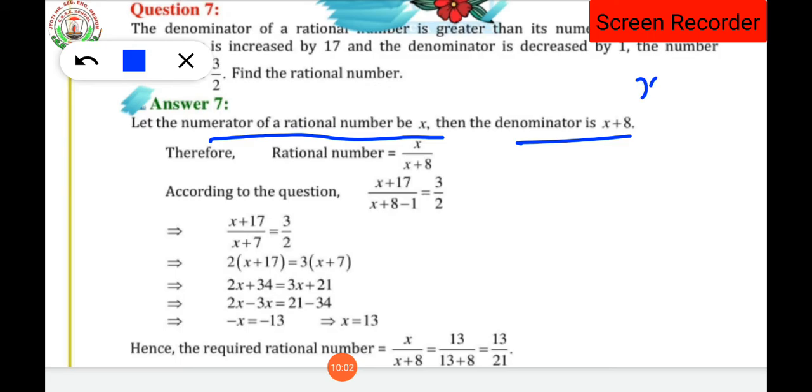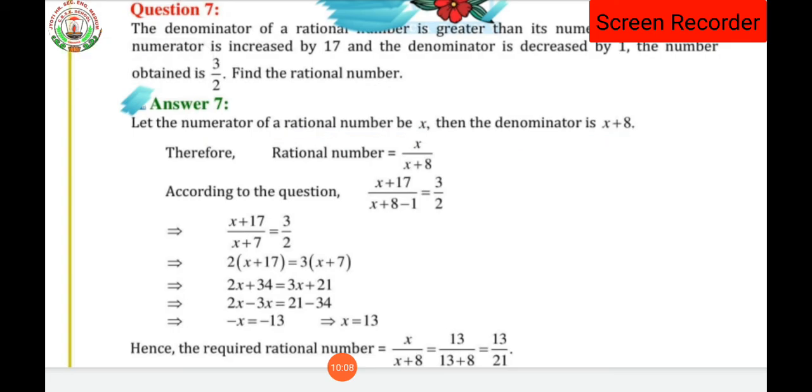What is a rational number? A rational number is p by q, r by q, s by q, any alphabet in the form of a by b, p by q, like that, where p and q are integers and the denominator is never equal to 0. That kind of number is said to be a rational number.